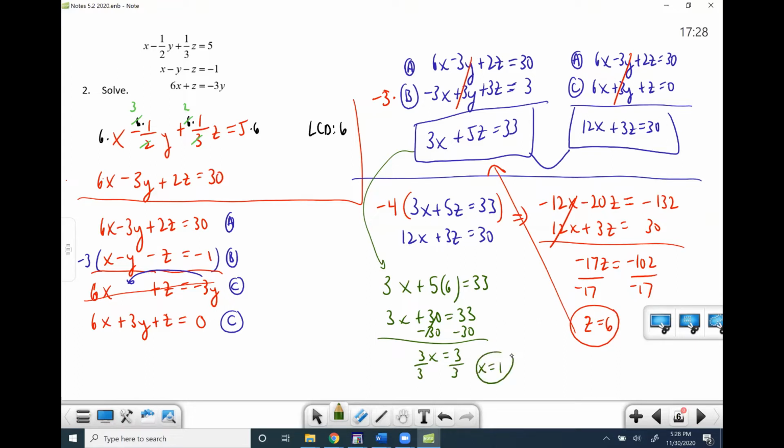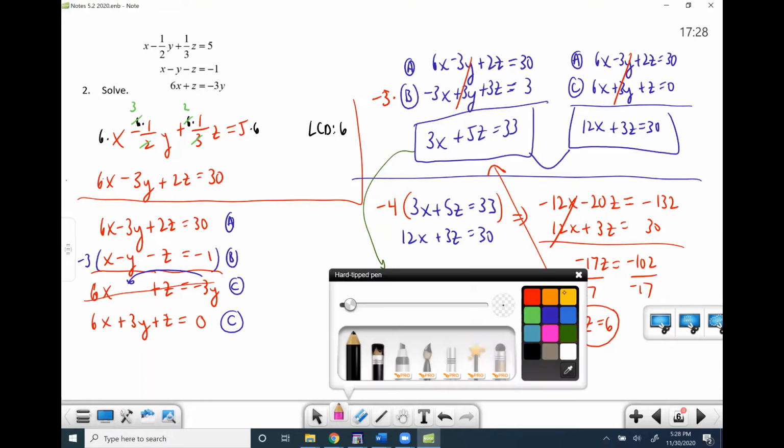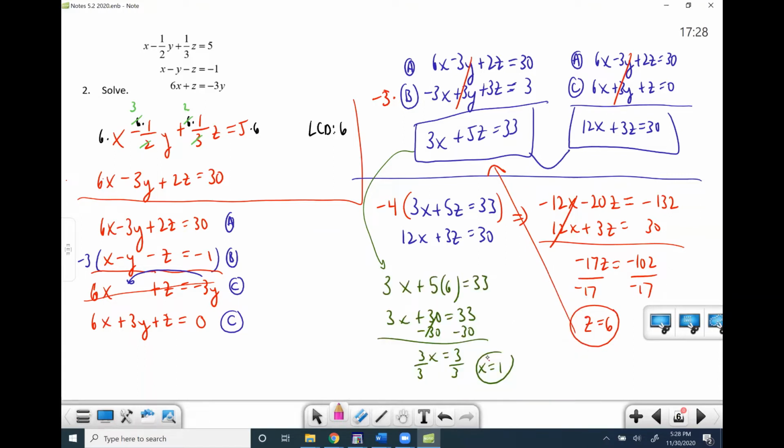Bam. Now, where do we go now that we have 2 of them? To the beginning. To the original ones. Whichever one of the original ones you want. I don't know about you guys, but I'm liking this guy right here. He looks pretty easy, right? X minus y minus z equals 1. Feel like I can handle that right now.